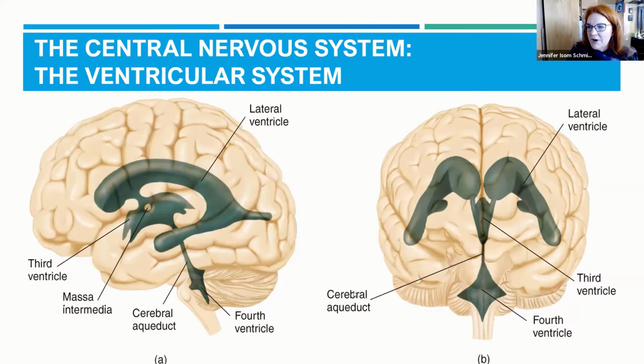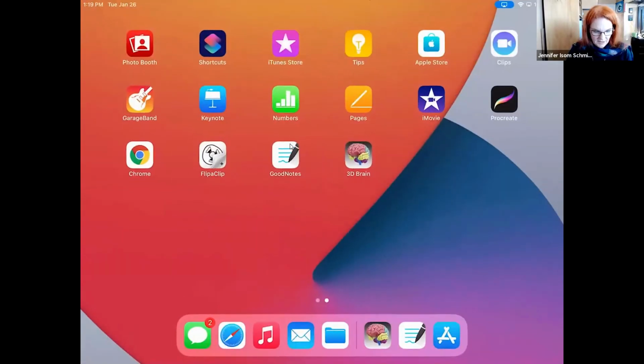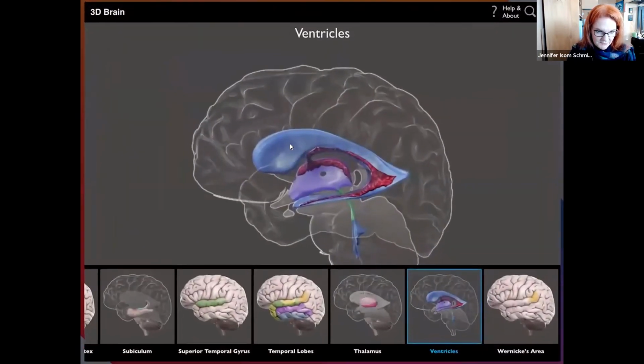It's called 3D Brain. And 3D Brain allows you to take any of the structures that we're learning about in this class, and it allows you to visualize them and move them around in a 3-dimensional space so you get a better appreciation of just what they look like. Here's what the app looks like. It's this little icon here, 3D Brain. I'm going to click on it.